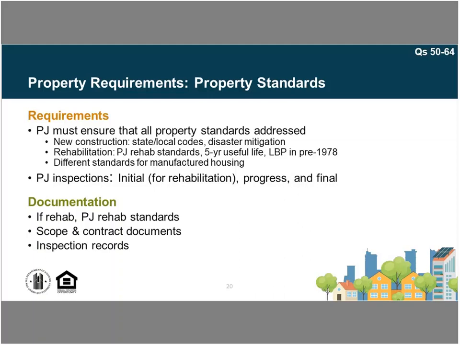You'll see under the documentation that inspection records are listed there, and I urge you to make certain that all the inspection records are there and that the inspection reports are signed and dated to show that you did have compliance. In addition to that, you're going to need the scope of work and the contract documents that supported those improvements. And if it's rehab, you also want to have your written rehab standards handy in case HUD needs to review those to determine if the work was done in compliance with your own rehab standards.